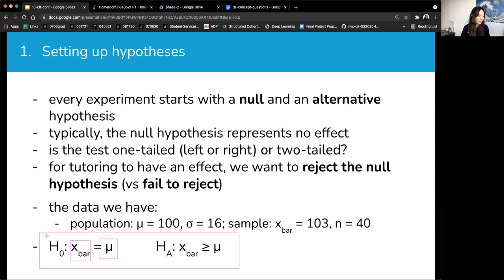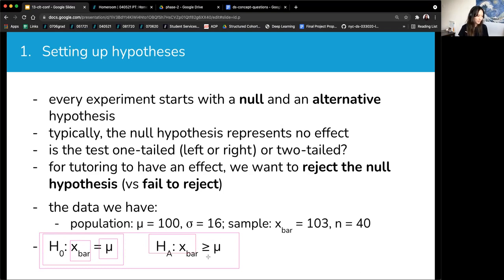So this null hypothesis here is just saying, sure, the 103 is a little bit higher, but in the grand scheme of looking at the context of the population, 103 is pretty much 100. It's just maybe a little fluke that a couple students have a slightly higher IQ, but you can't definitively say tutoring has an effect.